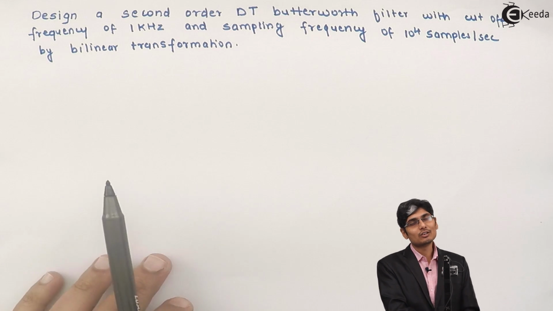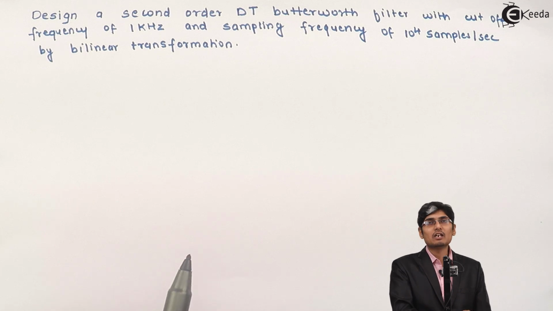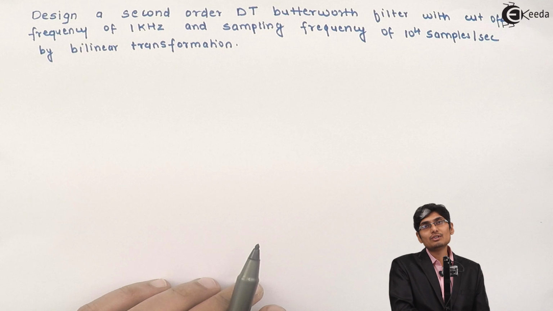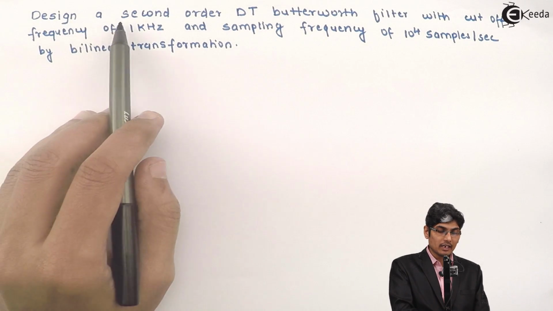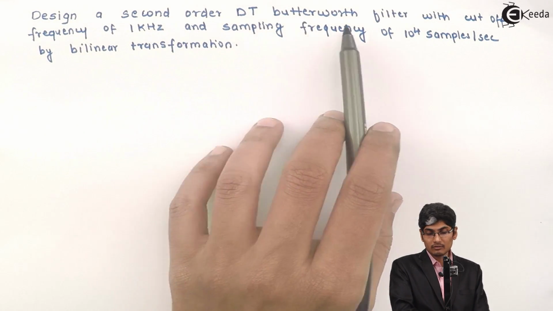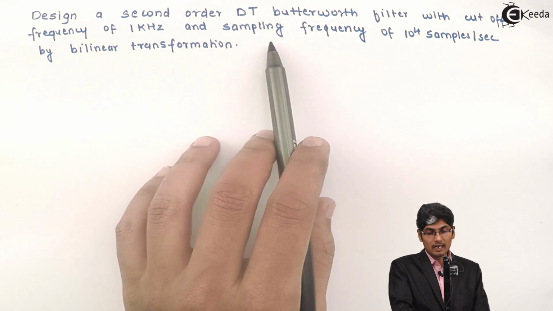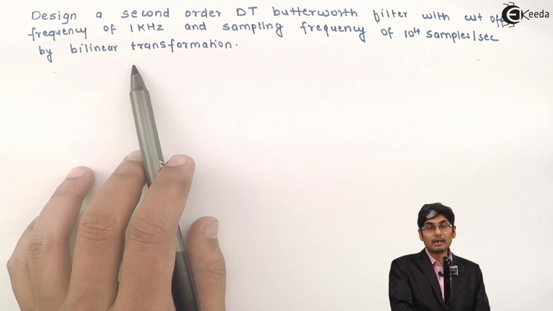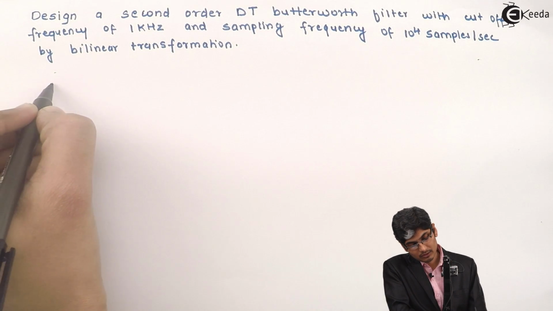Hi friends, today we are going to see how to design a Butterworth digital filter and what is its procedure. So let us take a problem for today. The problem says: design a second order discrete time Butterworth filter with cutoff frequency of 1 kHz and a sampling frequency of 10 raised to 4 samples per second by bilinear transformation. And let us start its solution.